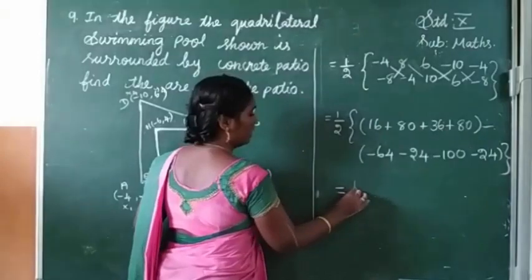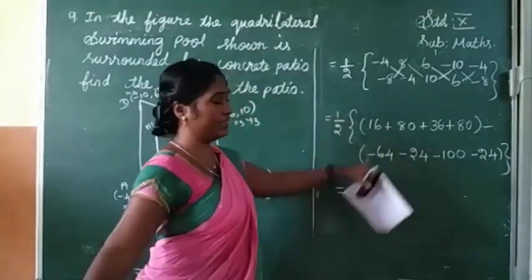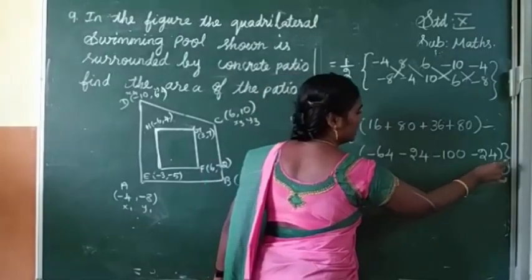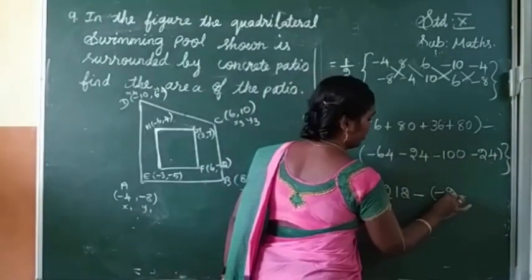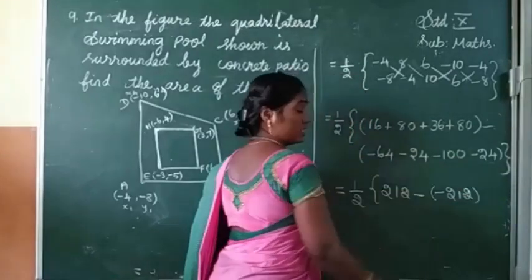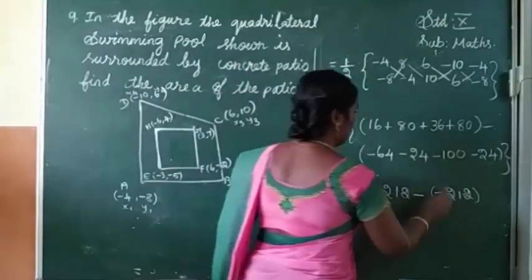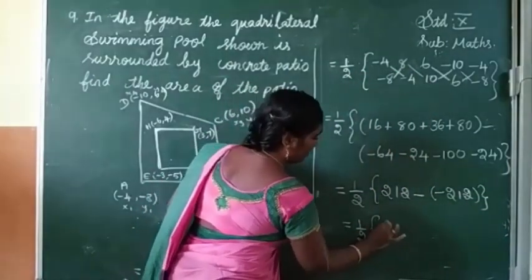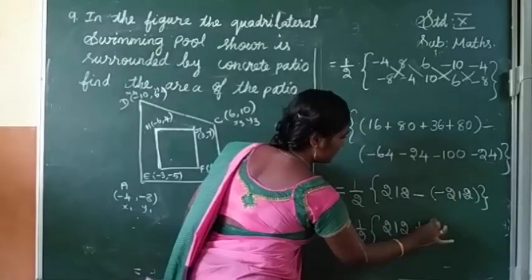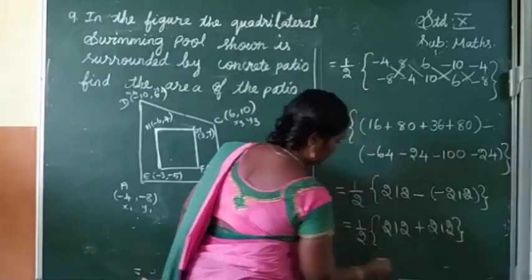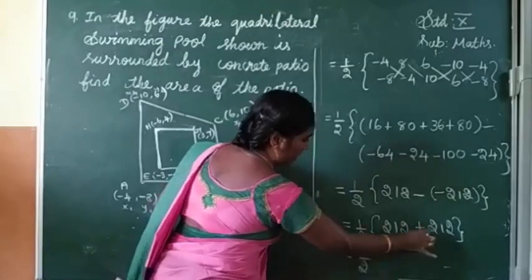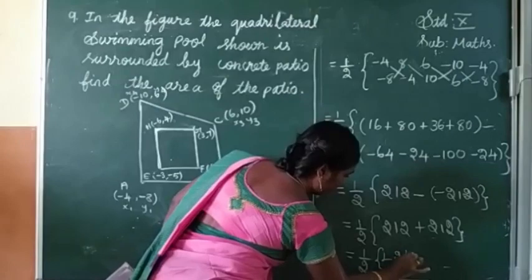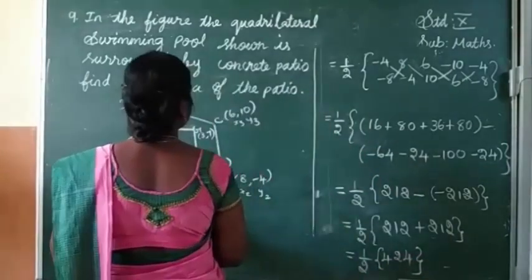That is equal to half into, if you add all the numbers you will get the answer 212, minus. If you add all the numbers you will get minus 212, because this is a negative sign, so the answer also has a negative sign. All are negative sign, so the answer is also negative. Then half into 212, minus into minus plus, then again 212 is equal to half into, if you add this number you will get the answer 444.